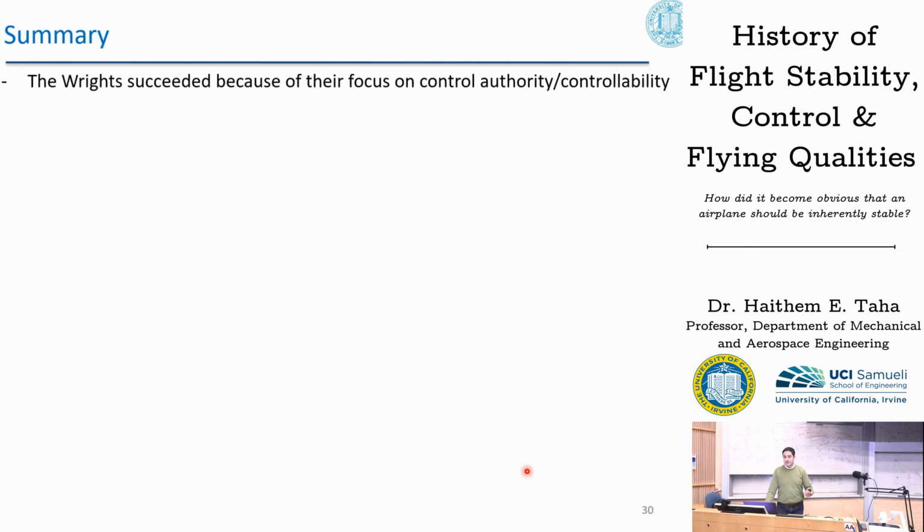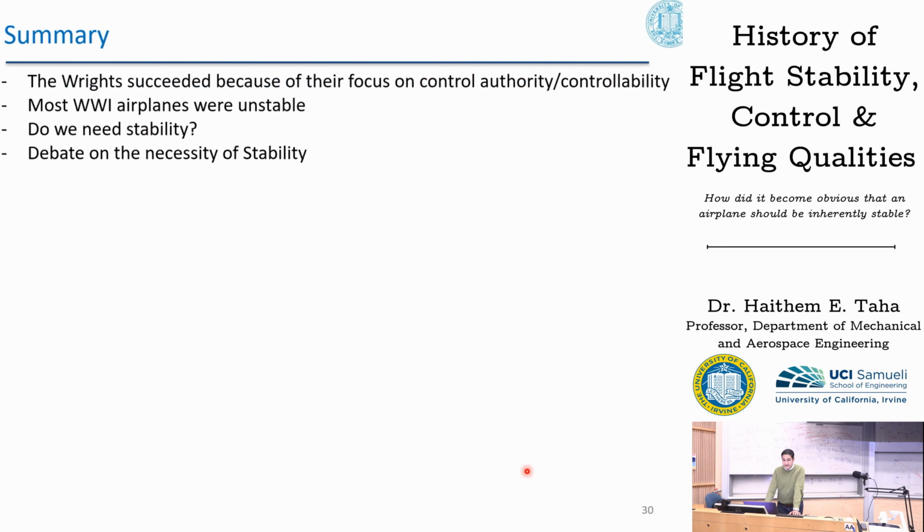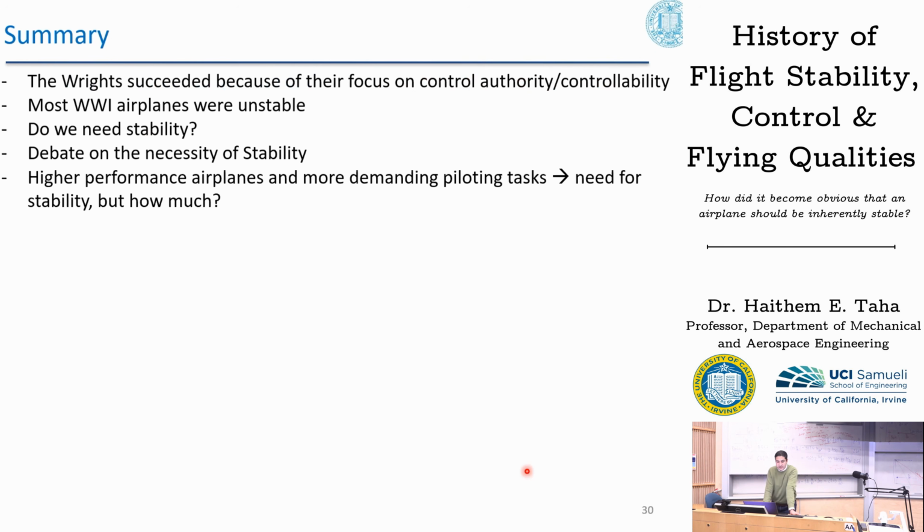The Wrights succeeded because of their focus on control authority, controllability, in comparison to stability. Their airplane was unstable, both longitudinally and laterally. Actually, most World War I airplanes were unstable, which triggered the legitimate question: do we really need stability? So this actually started a debate on the necessity of stability that lasted for a couple of decades in the community. Only with the emergence of high-performance airplanes and more demanding pilot tasks did this trigger the need for stability.